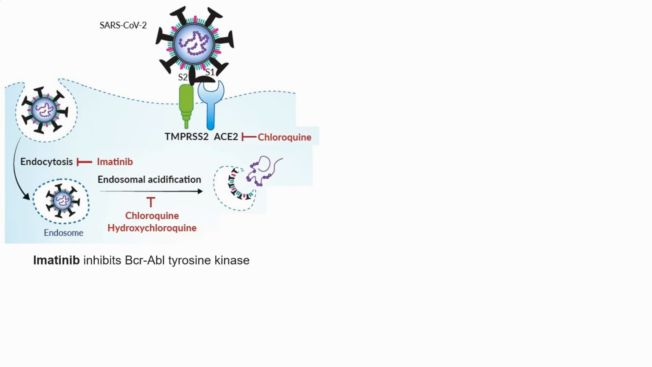The other drug we use for this is imatinib. As you see here, sometimes the COVID-19 virus can enter the cell by endocytosis, with the formation of an endosome. Imatinib can prevent endocytosis, so it can prevent the virus from entering the cell. It inhibits the BCR-ABL tyrosine kinase, which helps the formation of the endosome around the COVID-19 virus.